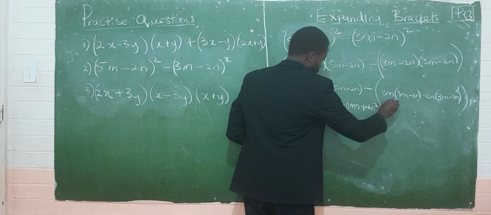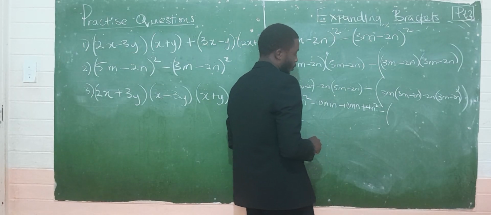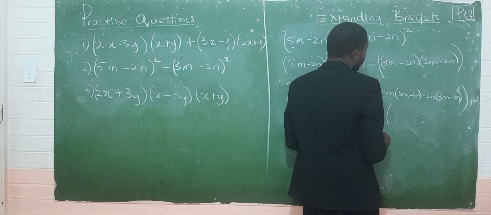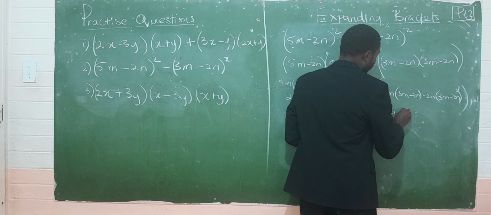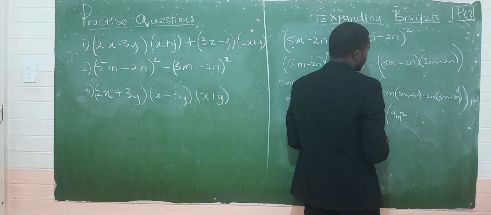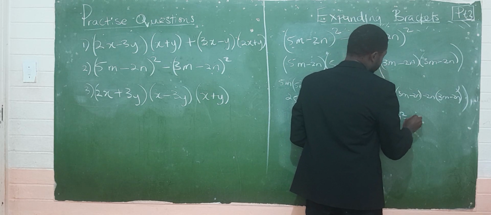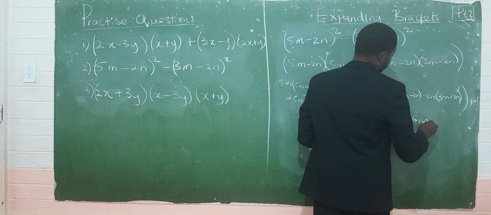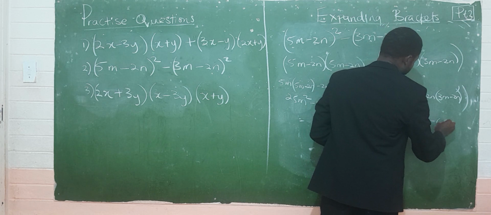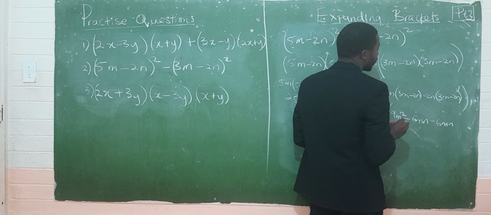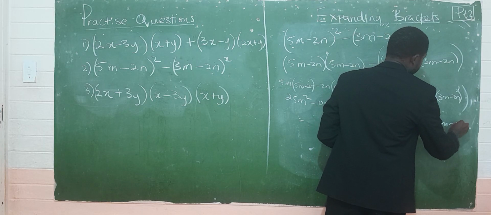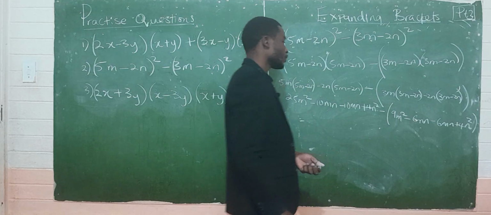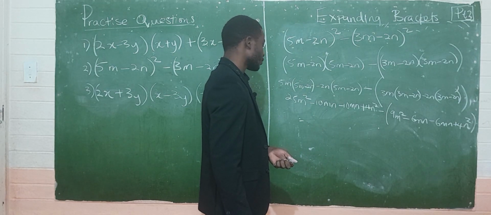I subtract inside this big bracket. I'm going to go and clean again. 3m times 3m, that's 9m squared, and 3m times negative 2n is going to be negative 6mn. Negative 2n times 3m is negative 6mn, and negative 2n times negative 2n, that's positive 4n squared. And this becomes our simplified version.